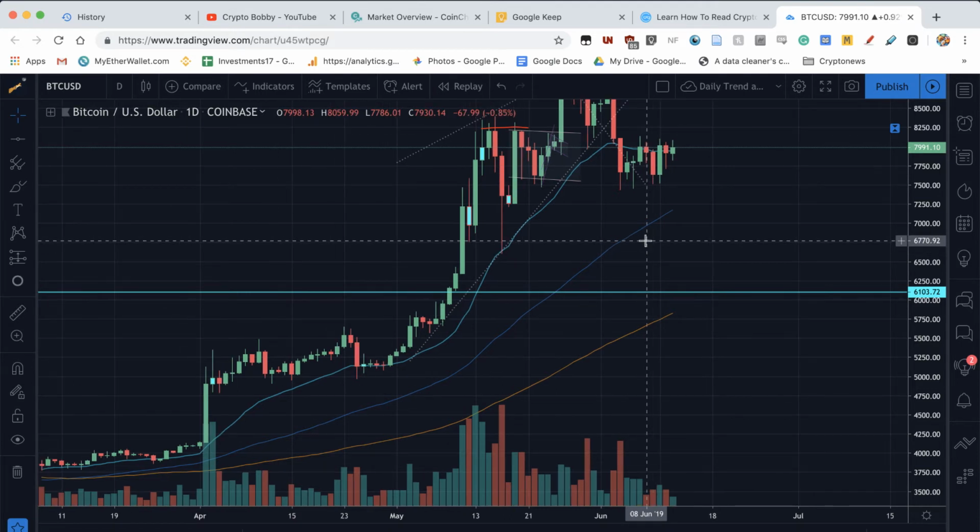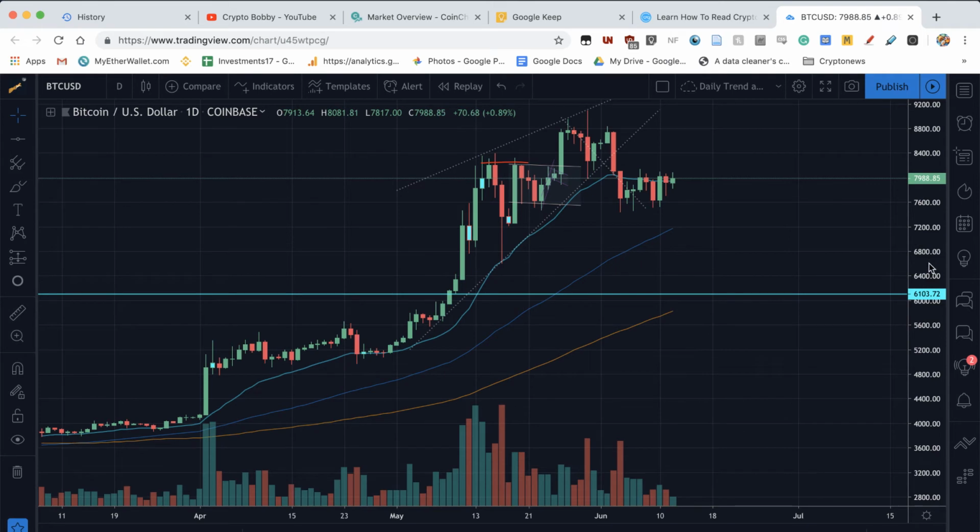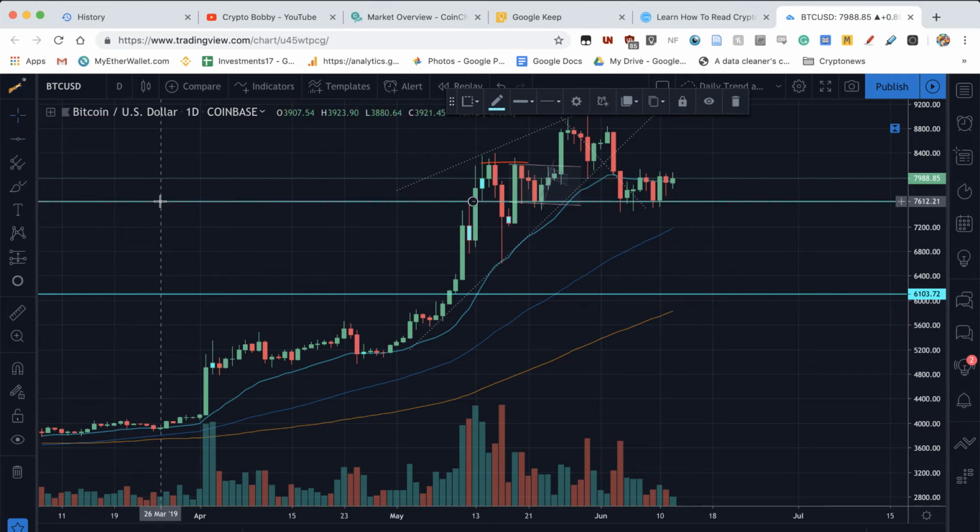Many people go like, oh, the market just crashed because I bought $10 worth of Bitcoin. Yeah, so it's important to have different support levels where you can put your buy orders. Here's also a quick example of another support level.